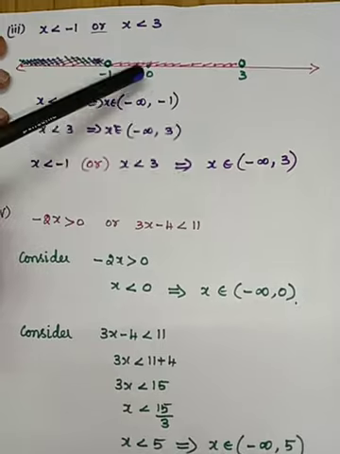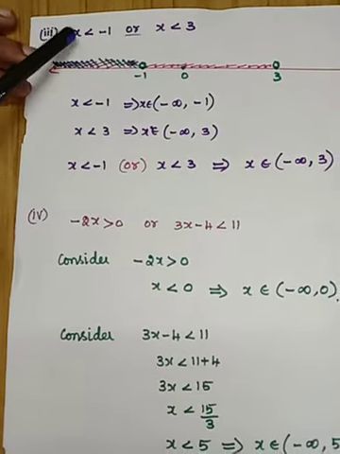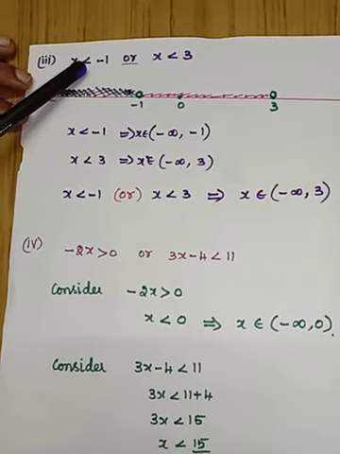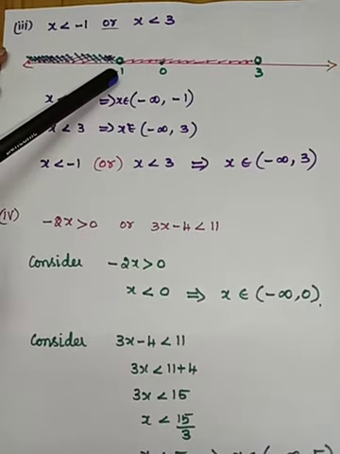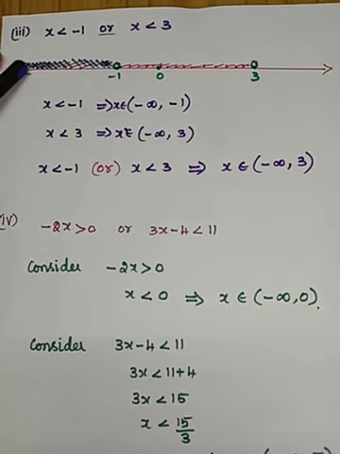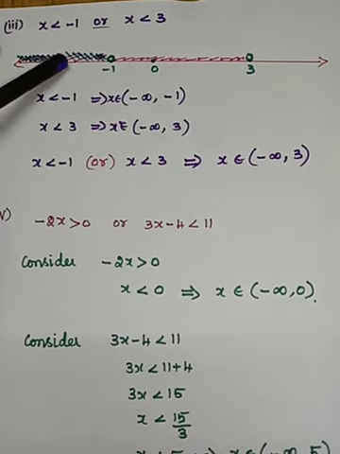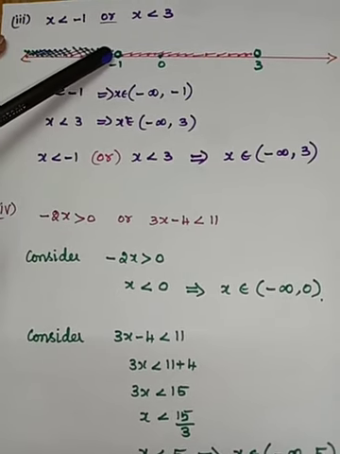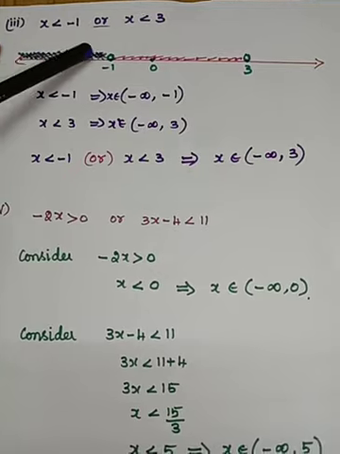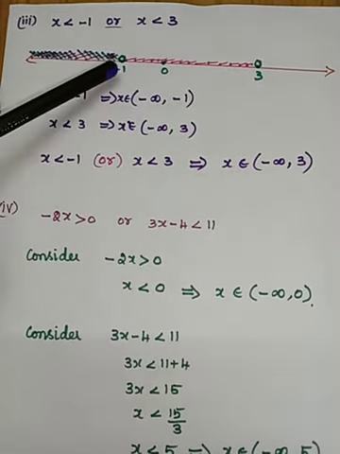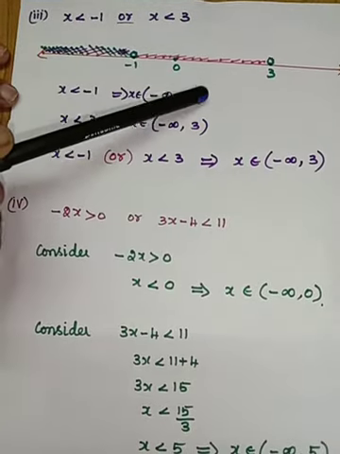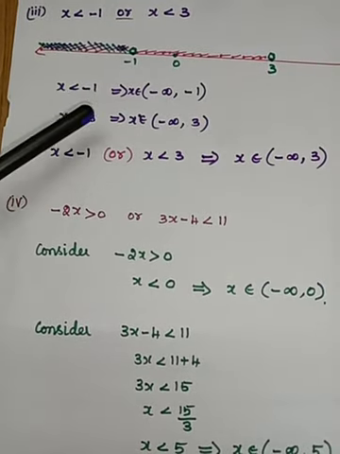And this is the origin. Come to x less than minus 1. Less than means it should be on the left side of minus 1. So minus 1 is here, and this is the left side. I shaded it with the green color. So x belongs to where? Minus infinity to minus 1. Minus 1 is not included, so I use the open bracket.